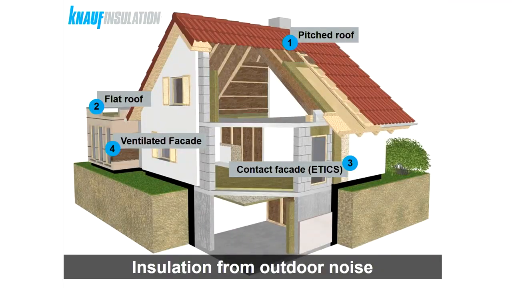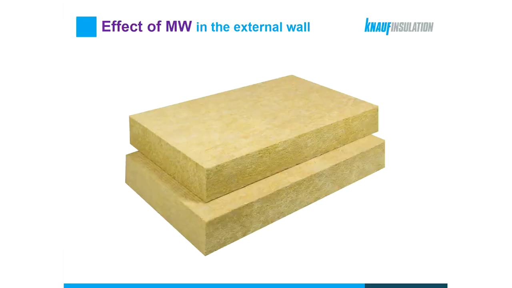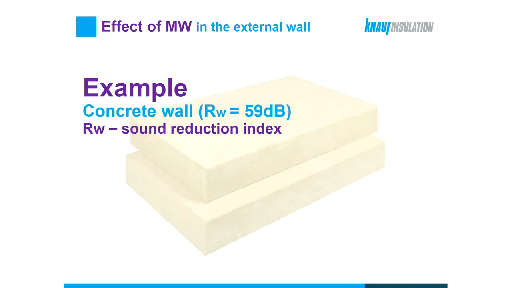Here's a quick and simple illustration of the standard facade elements. So our first line of defense against the noise from outdoors is a pitched roof, a flat roof, contact facade or the attic system, and ventilated facade. So what are the effects that mineral wool has in a facade system? Let us look into the external wall, which is usually our first line of defense.